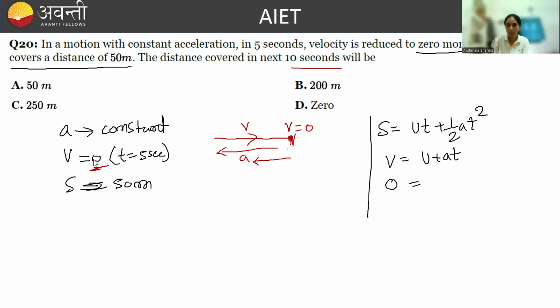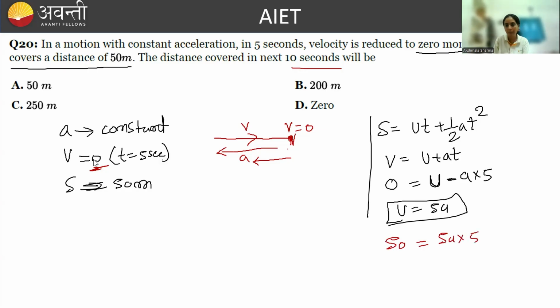Okay, u we are not given, so let's write it as u. Acceleration is negative, right? So minus a in how much time? 5a. So u is equal to 5a. This is the first thing we are getting. Now let's put the value in the first equation. So s is equal to, what is given? That is given as 50 meter. So this is equal to u into t. So u is 5a into time is 5 seconds.